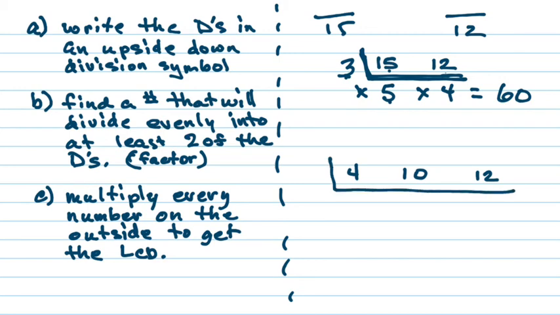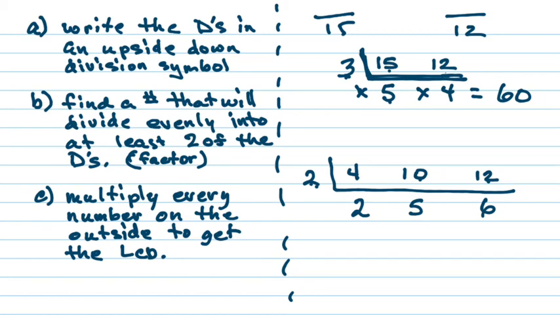So we're going to put it in our upside down division symbol. And I'm just going to ask myself, is there anything that will divide evenly into every one of those numbers? All of those are even, yes? Which means they'll all divide by at least a 2. Think small, it's fine. Now let's divide. 4 divided by 2 is going to leave a 2. 10 divided by 2 is going to leave a 5. 12 divided by 2 is going to make a 6.